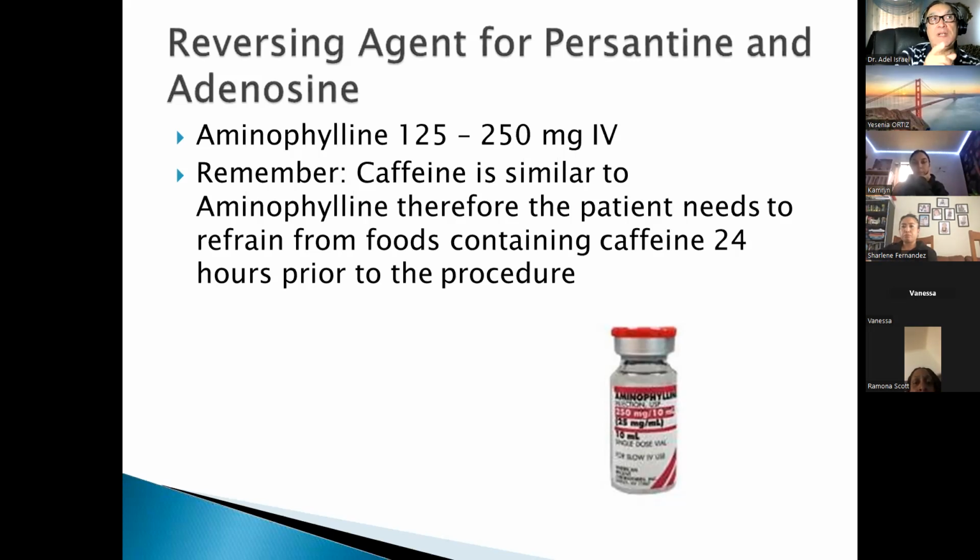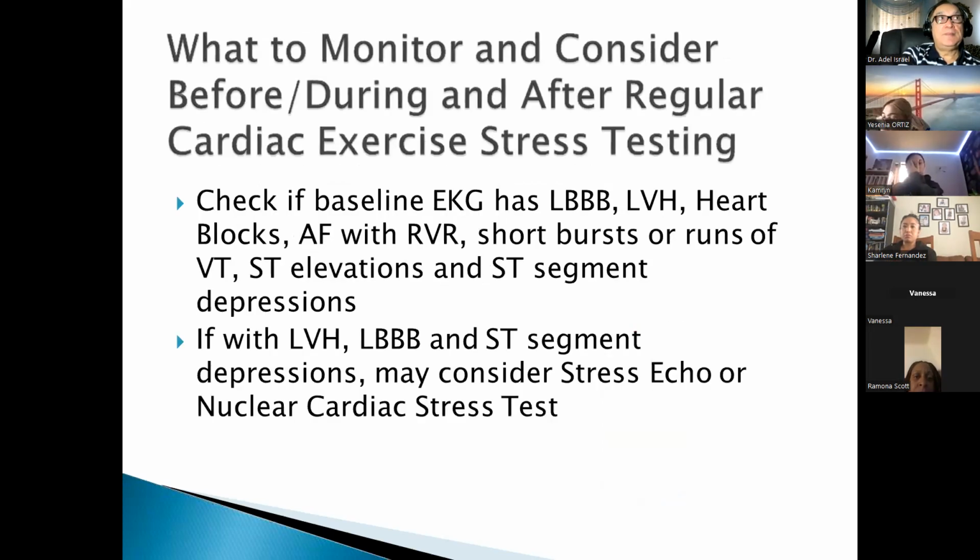And this aminophylline is like caffeine. You see, caffeine is exactly similar to aminophylline. So this is why we restrict intake of caffeine before the test by 24 hours. So take care. It is a nice, interesting subject, and all of this information will be very interesting for you to know and practice, of course. Okay?